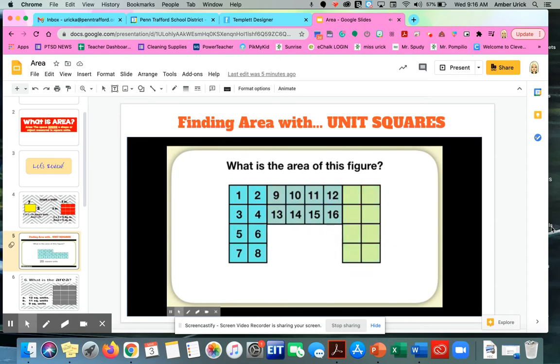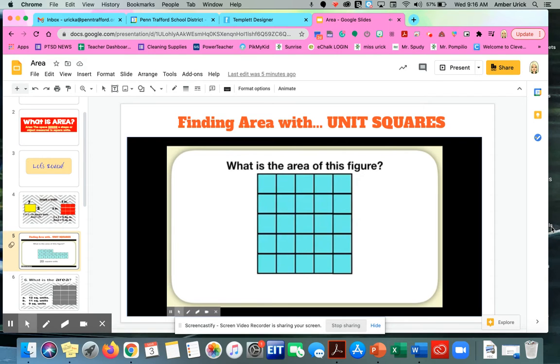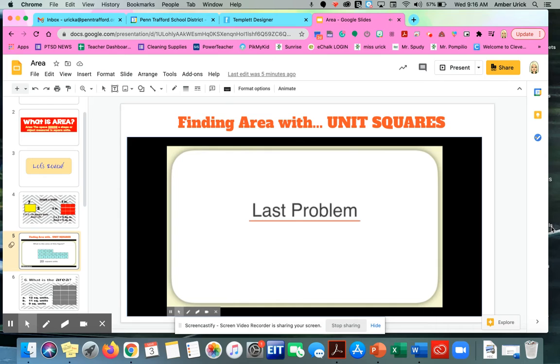Then we could count up this yellow section. How many squares in the yellow section? There are 8 more. And so when we put all of that together, we get that the area of this figure is 24 square units. Now it's time for you to practice on your own. What is the area of this figure? All you need to do to find area is count up the unit squares. If you count all of the unit squares in this shape, you will find that it has a total area of 25 square units.